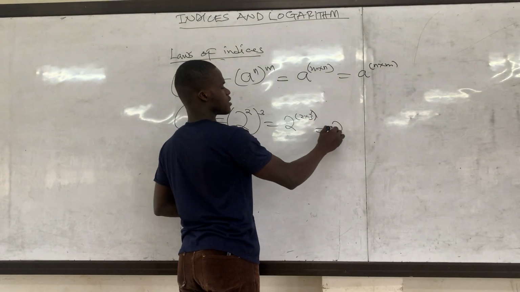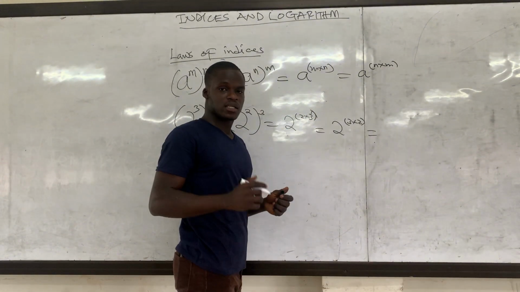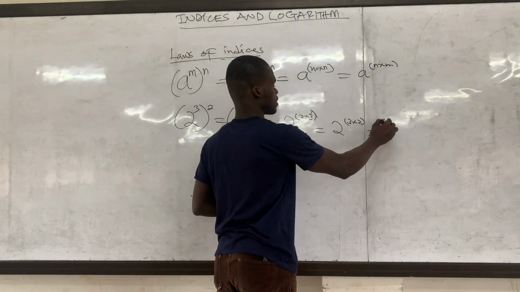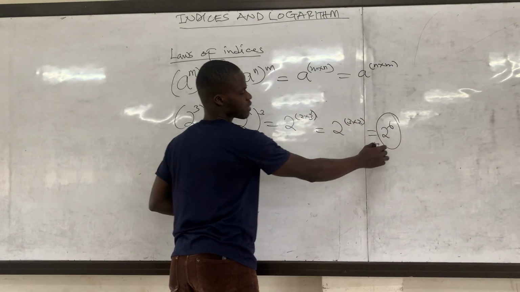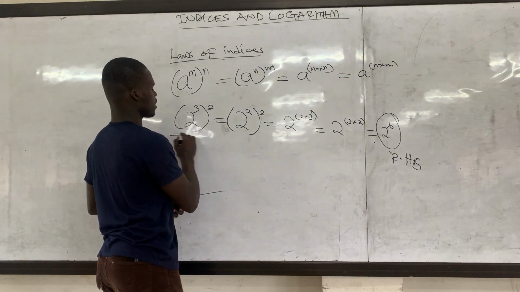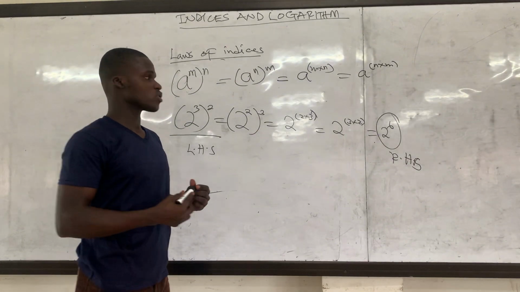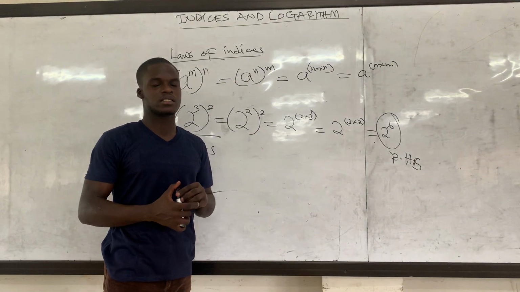And this will also be the same as 2 exponent 3 times 2. 3 times 2 is 6. Okay, so 2 exponent 6. So the answer for 2 exponent 6, which is at the right hand side, should actually be the same as the answer for this, which is at the left hand side. So this is what basically indices is about.